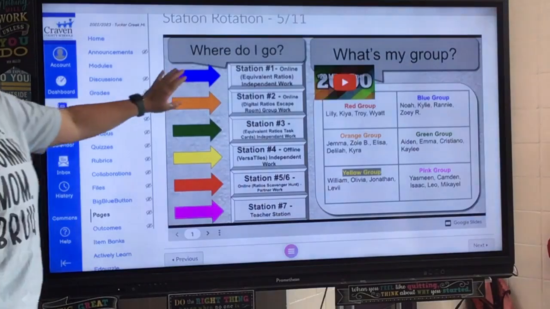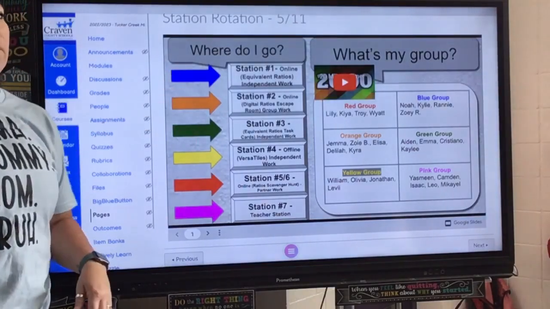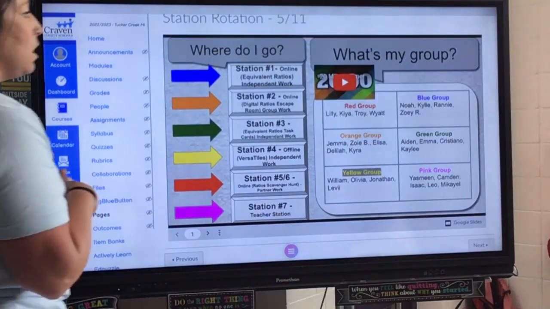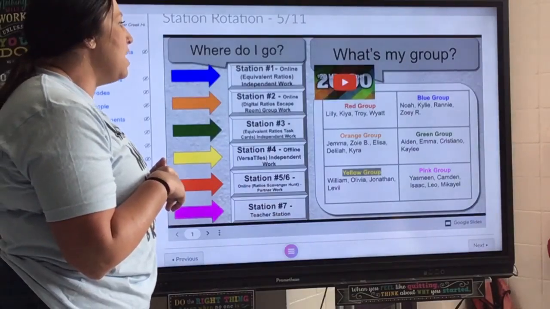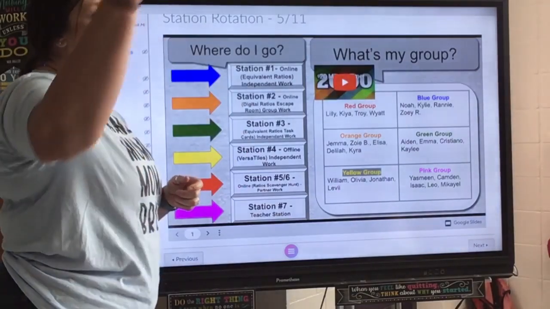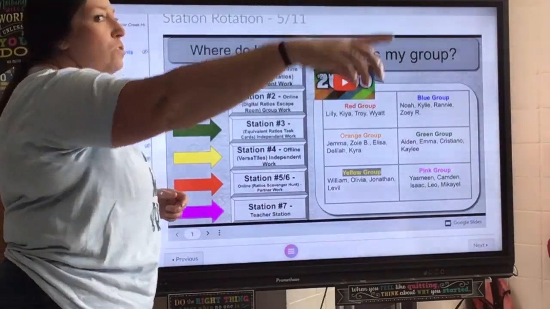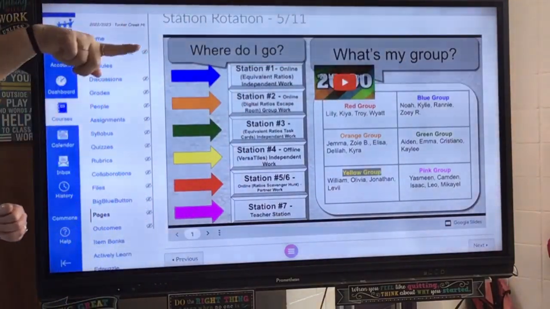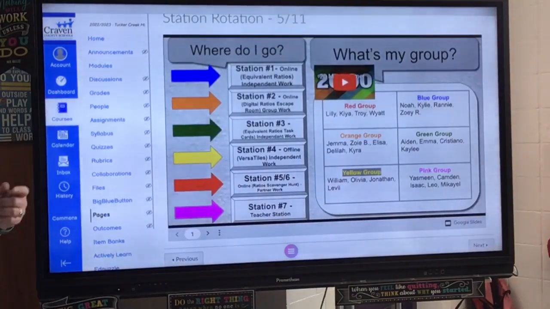Now, blue group, you guys are starting with the equivalent ratios. So you do have to go on your iPad because this is an online activity. You're still completing it in your notebooks. So blue group, you guys are going to William's group. So Noah, Kylie, Ronnie, you guys go over there, and then Kyra, if you're joining that group.